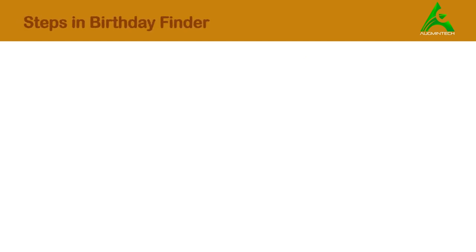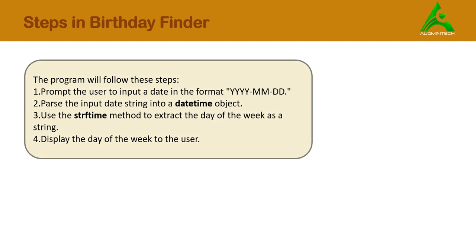Now let's see what steps are involved in the birthday finder. The program will prompt the user to input a date in the format year, month, and day, and then it has to parse the input date string into a datetime object. So here we'll be making use of the datetime module. We need to first import datetime, and then we can use the strftime, that is string format time, method to extract the day of the week as a string and display it to the user. Alternatively, this project can also be built using the calendar module.